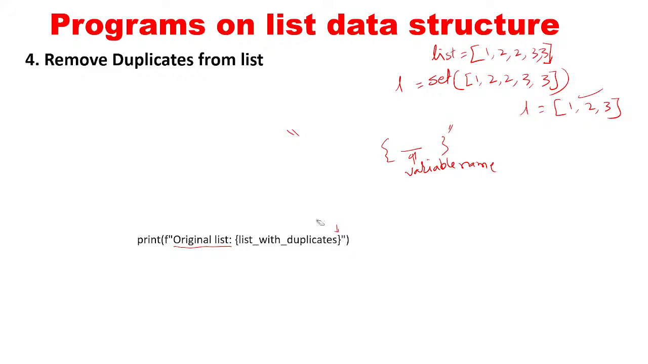You are given a list here. Then you want to eliminate the duplicates from this list. Okay, so let us implement. That is what the actual logic is. Let us implement this without using the set function.